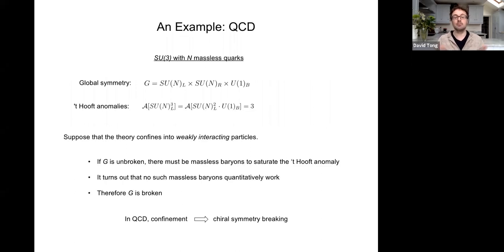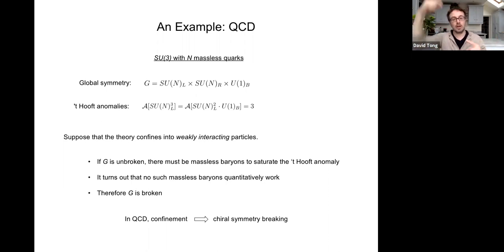All right, so here's an example. This is the example that 't Hooft actually introduced this for. We go back to QCD, which is SU(3) with N massless quarks. And in the UV, the theory has the following symmetry: there's an SU(N) left times SU(N) right times U(1) baryon, or U(1) vector. I've not included the U(1) axial because the U(1) axial suffers the ABJ anomaly and so is not a symmetry of the quantum theory.